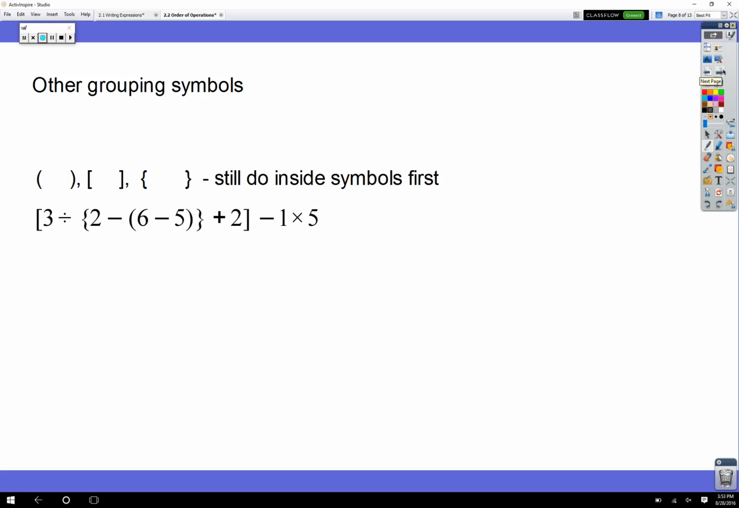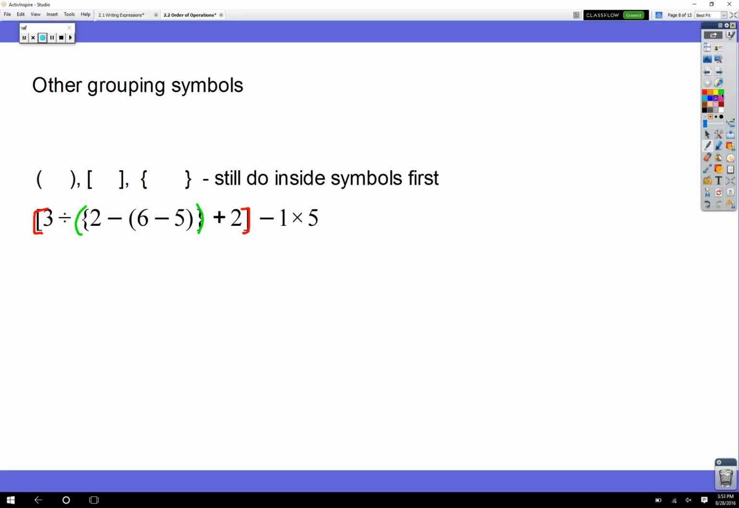Other grouping symbols, I talked to you about this a little bit. Regardless of which type of grouping symbol you see, you always do the inside symbols first. So we have this bracket, and it pairs with this bracket over here. So let's go ahead and trace those in one color. So we have this bracket, which pairs with this bracket. And then we have this brace and this brace, and I'm not going to try to trace those braces.